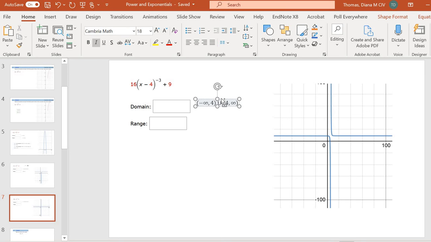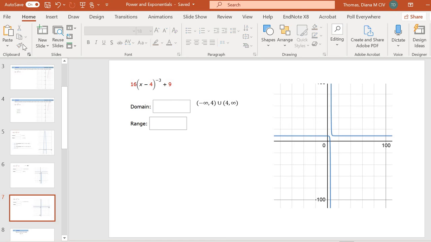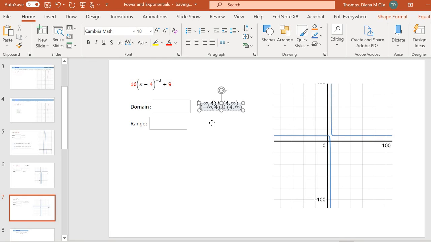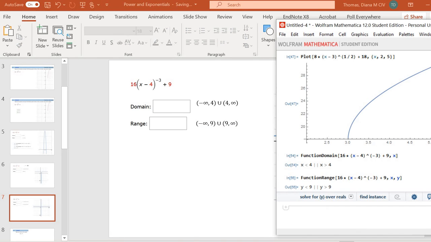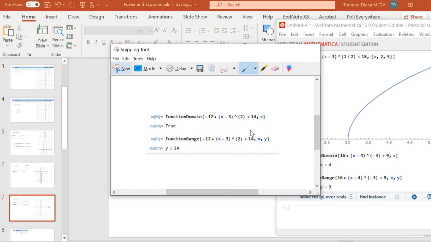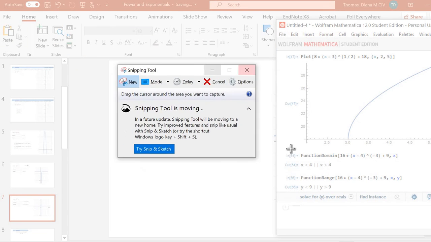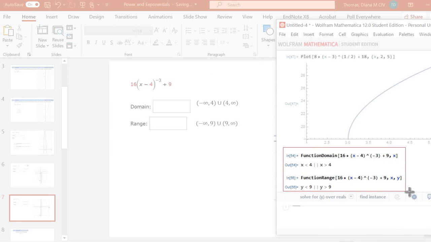So if I want to graph that in, this is what's going to happen. I'm going to have 9 here and 9 here for the range. And so let me make sure that this is put in here so that you see how to interpret the output.